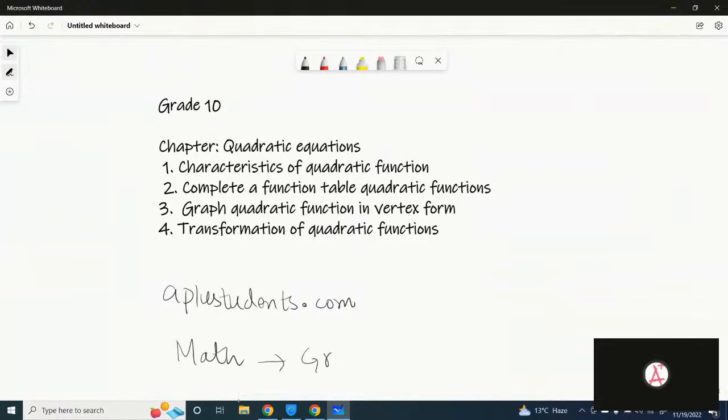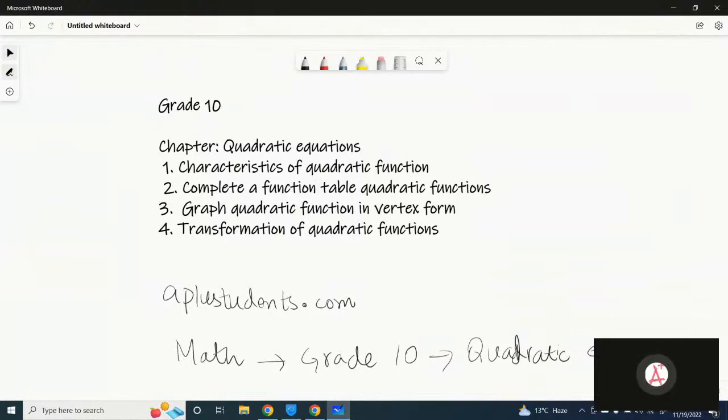Scroll down to grade 10 maths. Click on view all lessons, and we're going to start with chapter quadratic equations. So, let's start with the chapter quadratic equations.